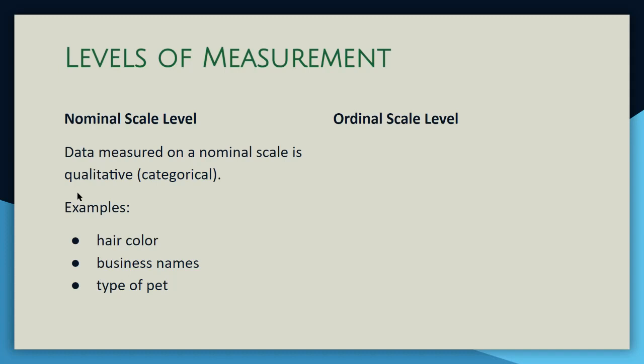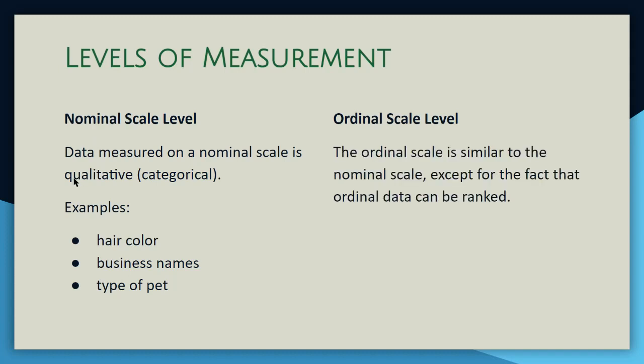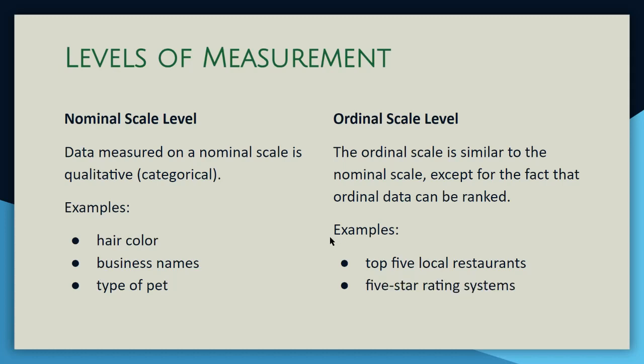Ordinal scale is similar to nominal except for the fact that the ordinal data can be ranked. There is a meaningful ranking of some things being better than others. So examples are like top 5 local restaurants or 5-star rating systems, where my answers are word answers, but some of those things are better than others.